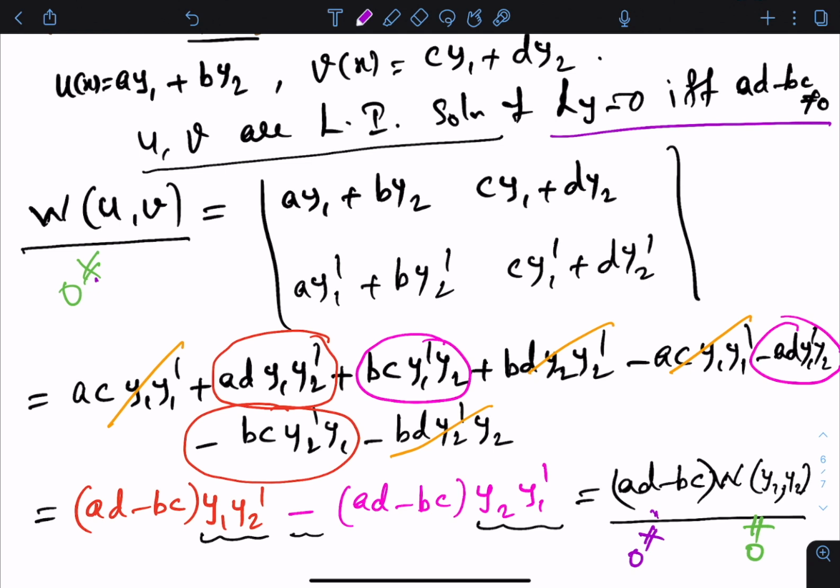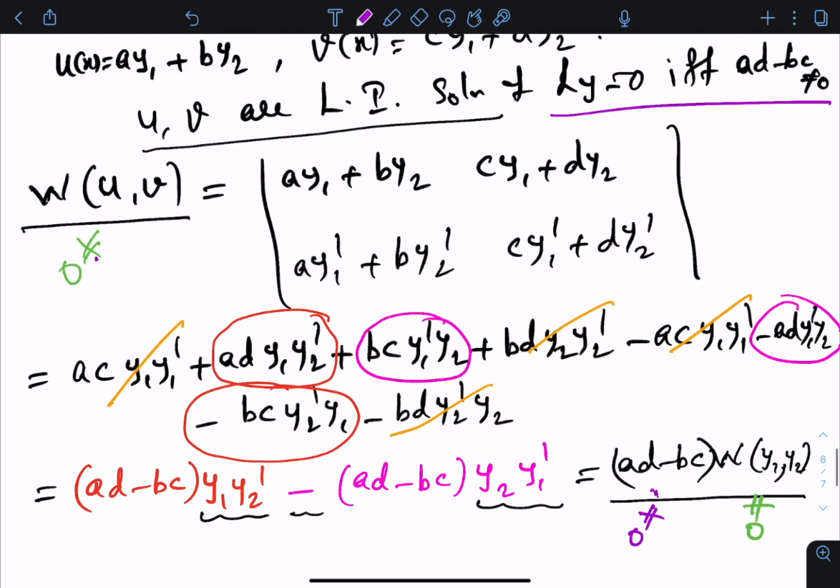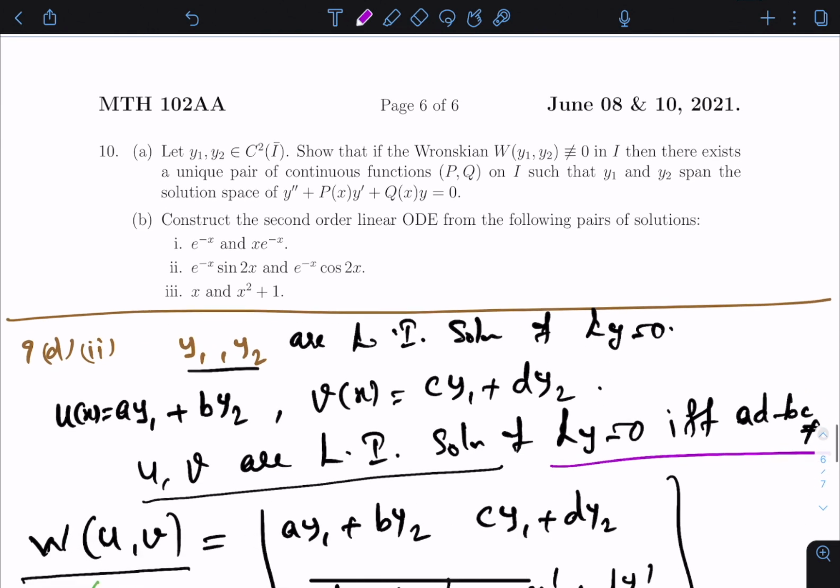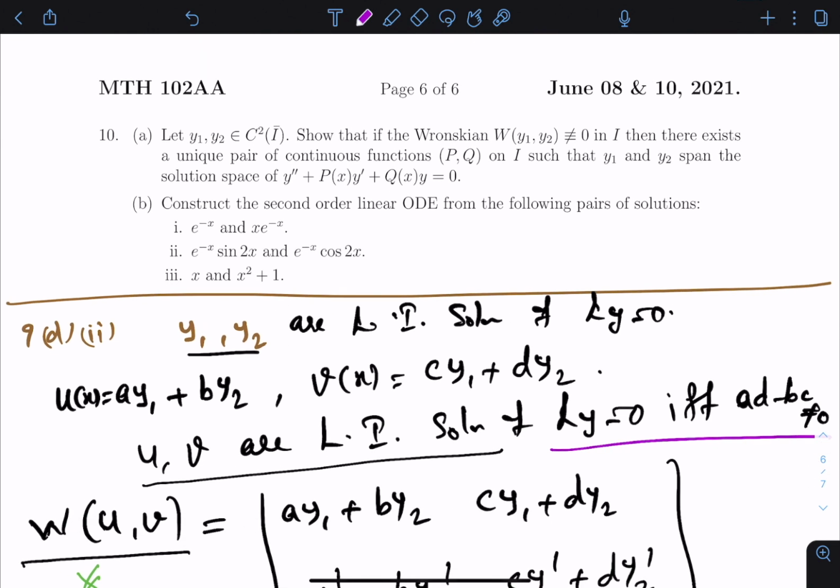Okay, now let's go ahead and do problem number 10. What is problem number 10? We are given two functions y1 and y2, and we need to show that if the Wronskian is non-zero, then there exists a unique pair of continuous functions p and q such that y1 and y2 span the solution space of the second order problem. So basically here it's more or less the other way.